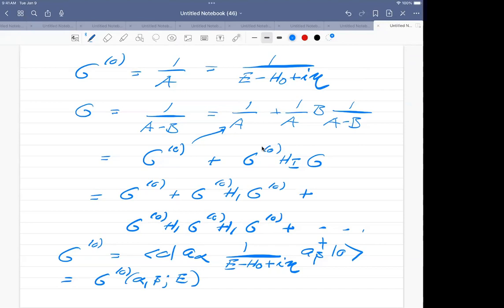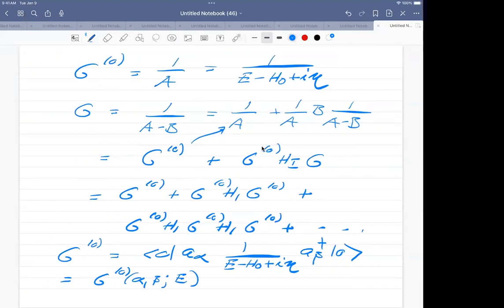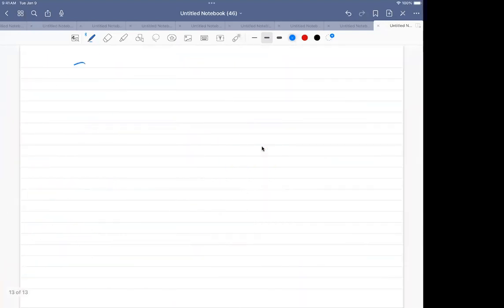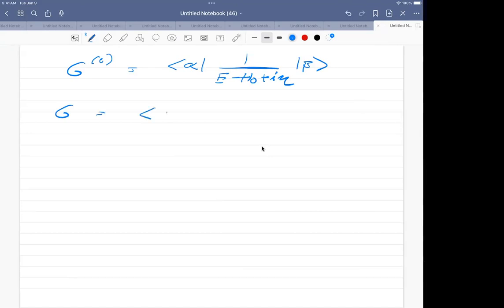And when we are now going to set things up, we can write this in a more compact form. So if I look at the function G0, I can write this in a compact way, like alpha, 1 divided by E minus H0 plus i eta, beta. And similarly, my Green's function is actually given by the same thing, except that now in the propagator we have H in the denominator instead of H0, like that.